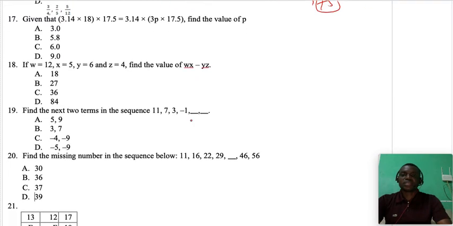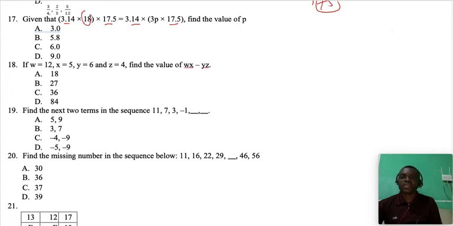Then let's go to question 17. Given that 3.14 times 18 times 17.5 is equal to 3.14 times 3p times 17.5. For this question, just compare. 3.14 is here and 3.14 is here. 17.5 is here and 17.5 is here. So remaining is 18. You compare 3p to 18, so 18 is equal to 3p. Then we divide both sides by 3, so p will give us 6. So the answer is 6. You don't need to solve this any further.